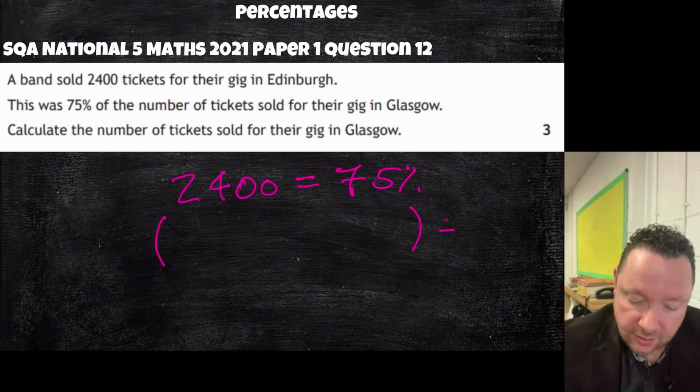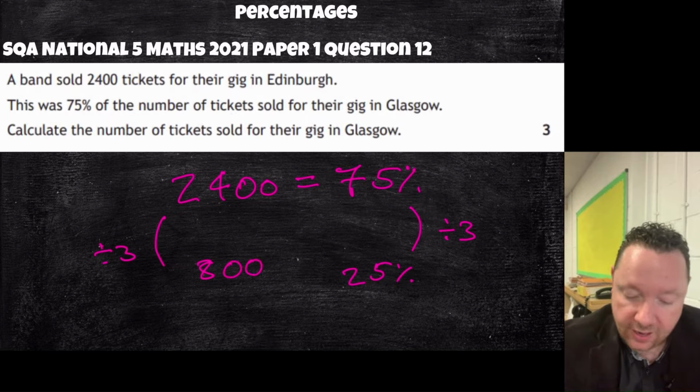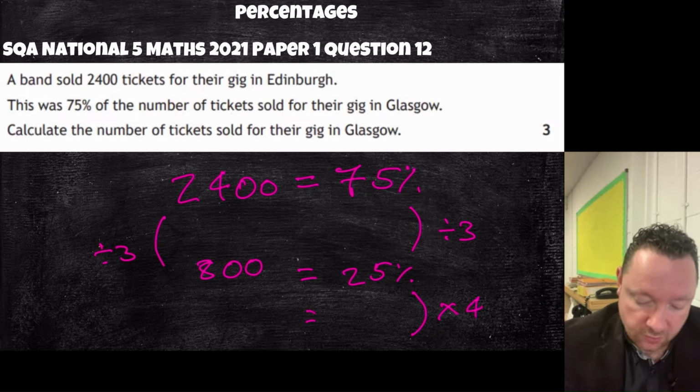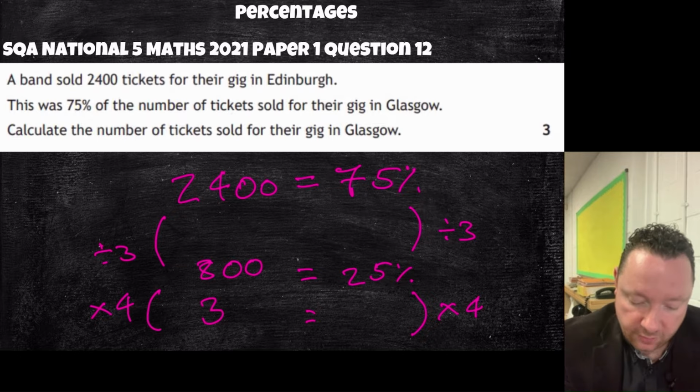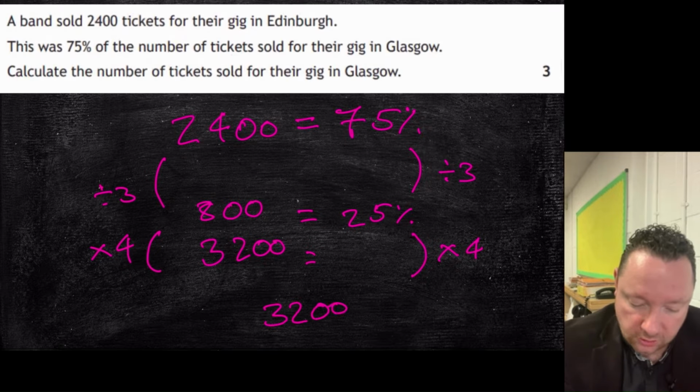If I divide this side by 3, I get down to 25%. So I can divide this side by 3. 3 eighths is 24, so that's 800. And then I need to go up to 100%. So I can times by 4 and times this side by 4. 4 eighths is 32, so you get 3,200. So the answer is 3,200 tickets.